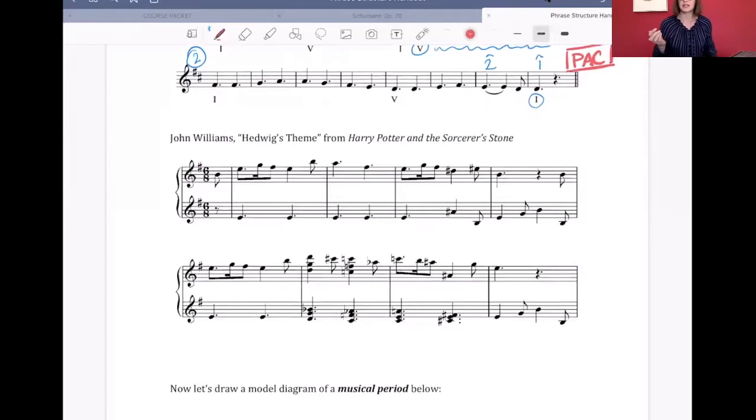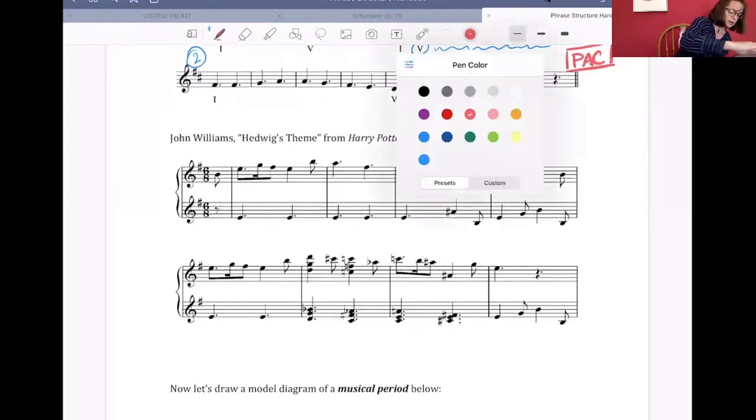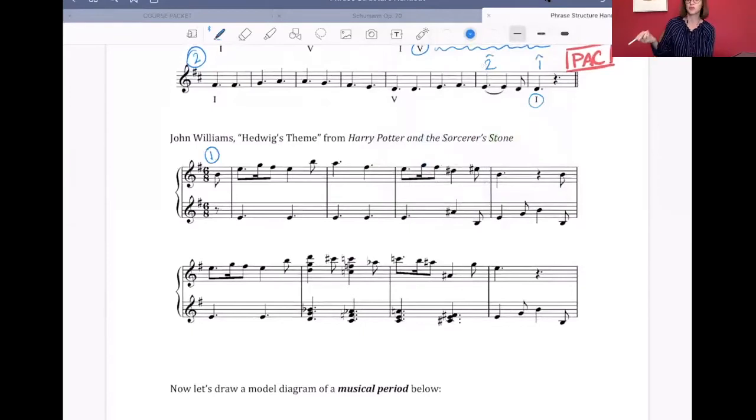Let's talk similarities first. You can tell by the way that this is arranged on the page, similar to the Beethoven, the two subphrases are stacked right on top of one another. So you can see that subphrase 1 is 4 measures long. Subphrase 2 is also 4 measures long. So it's another symmetrical phrase. And both phrases begin with the same melodic content.